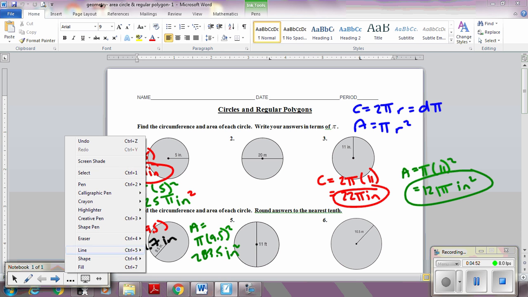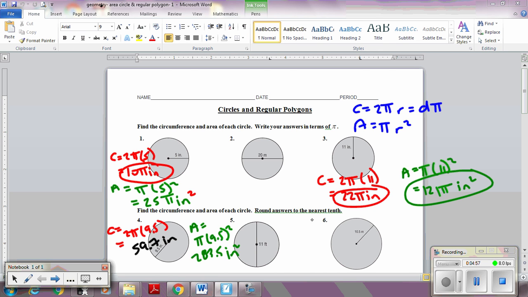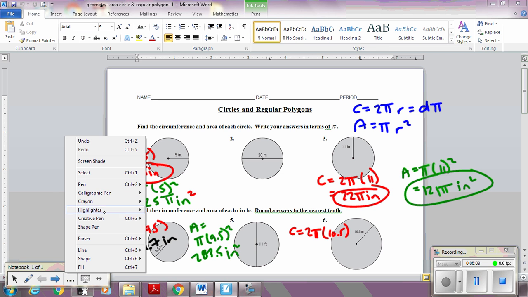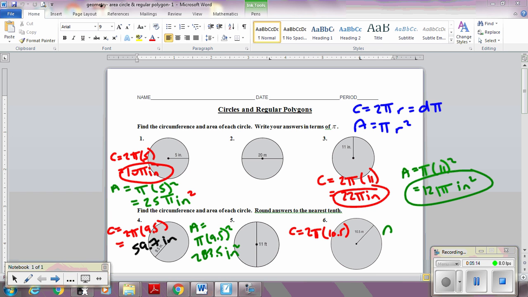Number 6. So what I'm going to do this time is just set up both of the equations and then type them into the calculator at the same time. So for circumference on number 6, it's going to be 2 times pi times 10.5. And for the area, it will be pi times 10.5 squared. Now we can grab the calculator.